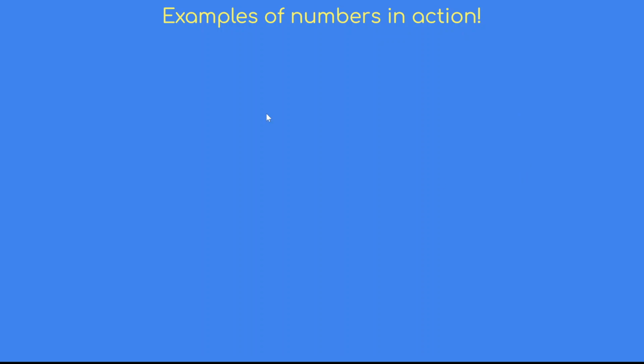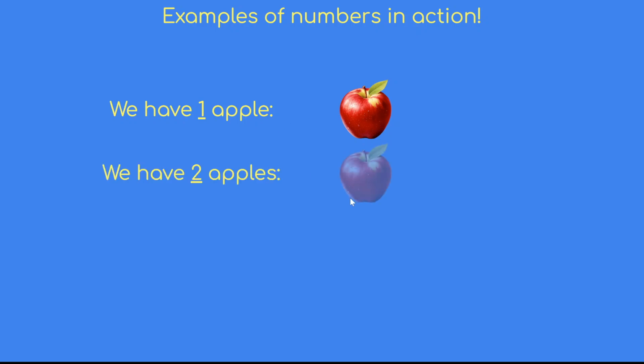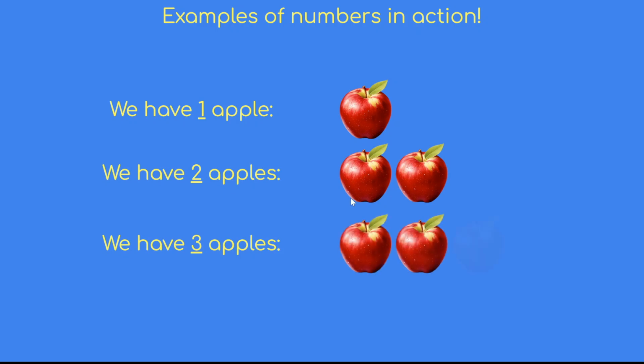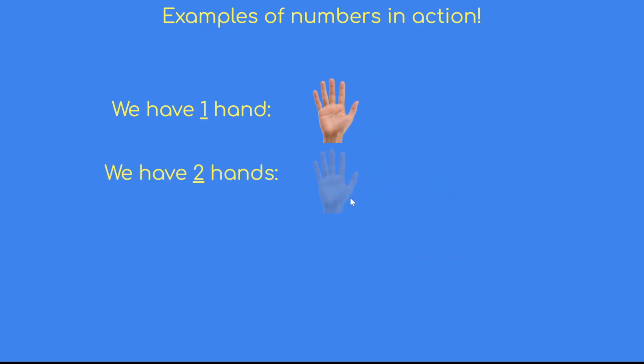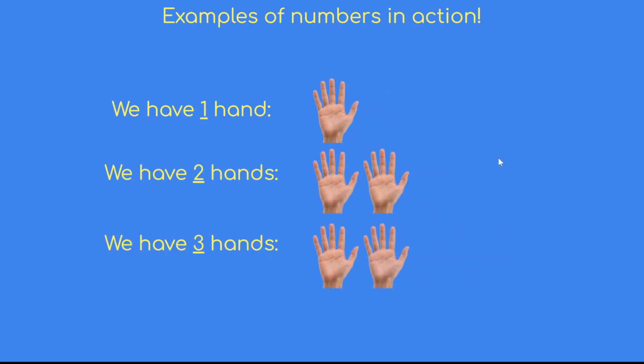And before we begin, let's do a little review of the previous video. In the previous video, we learned about numbers. We know that they can represent the quantities of things. We can have one apple, two apples, or three apples. And similarly, we can have one hand, two hands, and three hands.